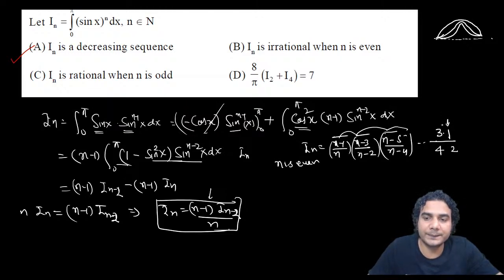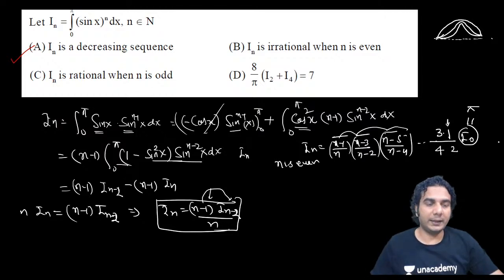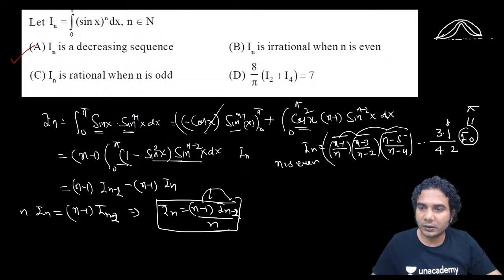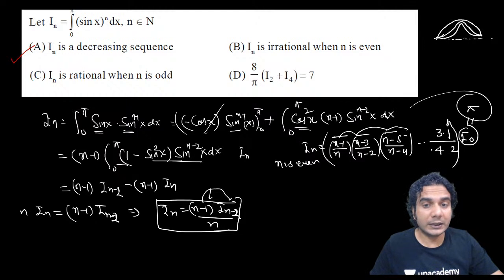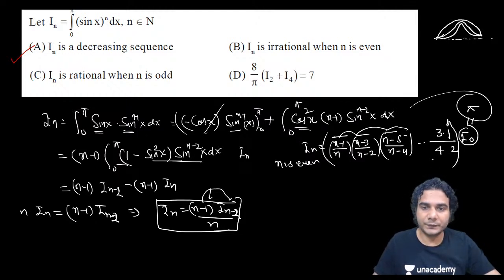And then this will be I_1, and when you reduce further, this will be I naught. So what is your I naught? I naught, if you put 0, it is going to be pi. So I naught is nothing but pi. So you can see I_n is irrational when n is even. Yes, perfect. It will come out to be pi. So these numbers are integers, or rational numbers, you can say, multiplied to pi. So this will be an irrational number. Okay, so that is perfect.